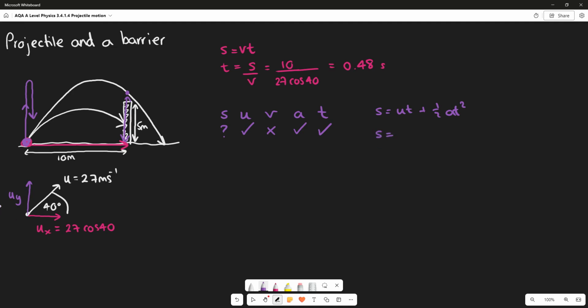We need to resolve. We've not assigned a direction for positive yet, but it would be quite nice because we're dealing with a projectile and it needs to get over a wall, and we're considering that wall having a positive height. So we're going to deal with upwards being positive, which means that gravity is a negative value in this. There we go.